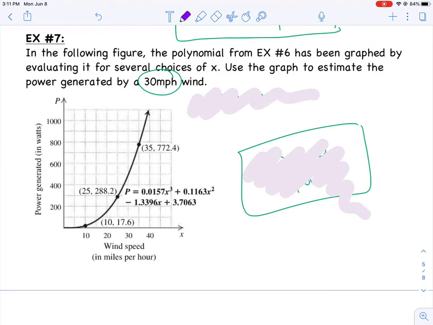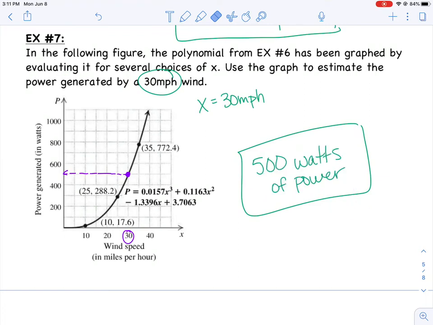Well, if my x-axis represents my wind speed, miles per hour, and I'm looking for 30, I should be able to follow it up to my graph and figure out approximately how much power I'm going to get if my wind is 30 miles per hour. The power over here corresponds, it looks like, between 400 and 600, so I'm going to estimate that the wattage of power that I'm going to get when x equals 30 miles per hour, the wind is 30 miles per hour, is approximately 500 watts of power.